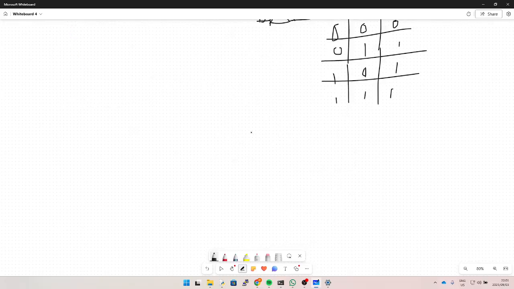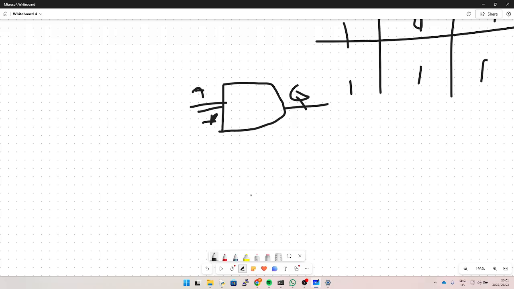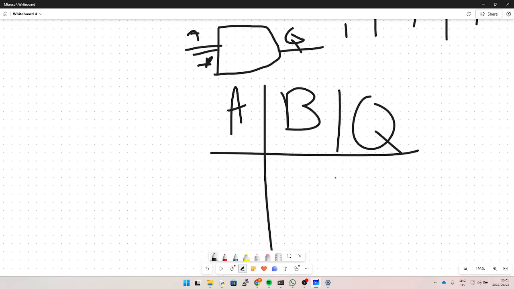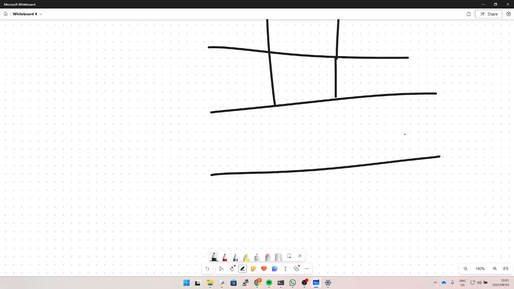Simple. Then you get an AND gate, which looks like this here. Flat here, round here, and a Q. Now, looking at it, an AND gate, basically, both of them have to be on for it to be on.